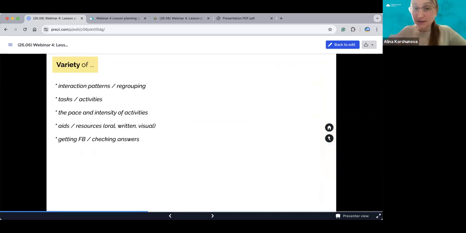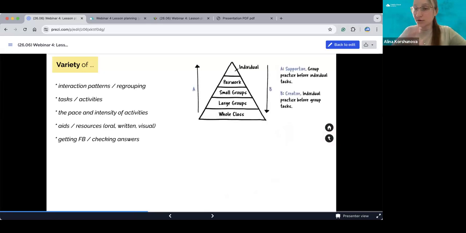Think about interaction patterns. Ask students to work individually, then to compare their answers in pairs. Make sure you regroup them. Let them work in groups for, I don't know, the productive task. So we might have individual, pair, small group, large group, or whole class. When you plan a lesson, you can even highlight, here I have pair work, and then again I have pair work. If I have another pair work, I would probably need to regroup them. So make sure that you have different interaction patterns.